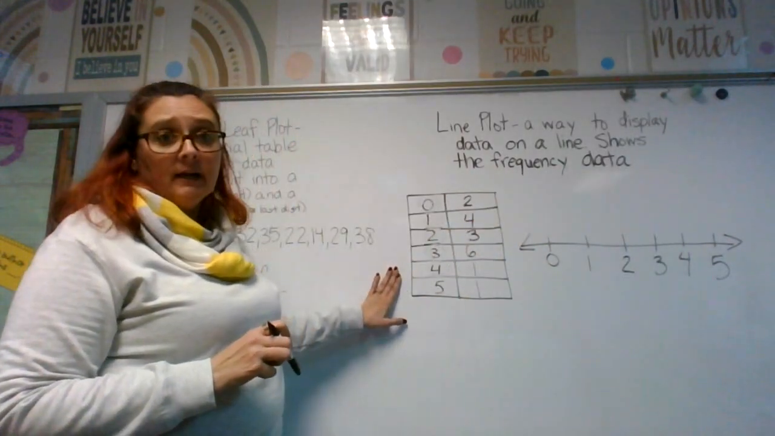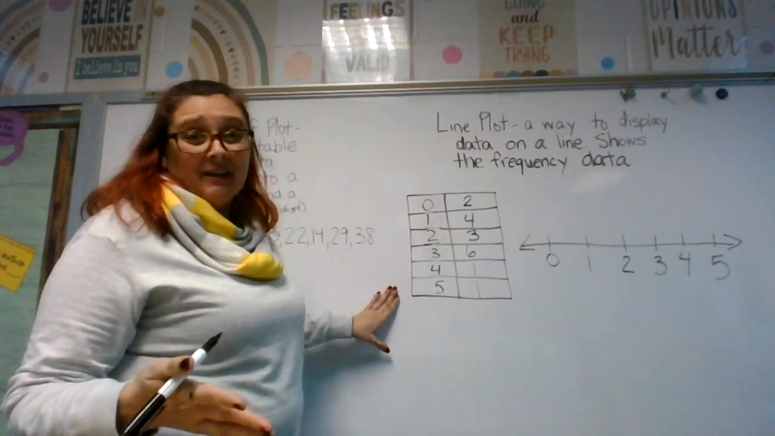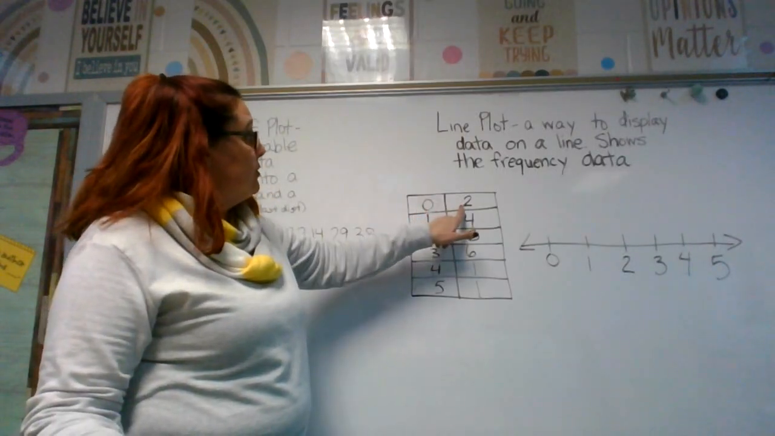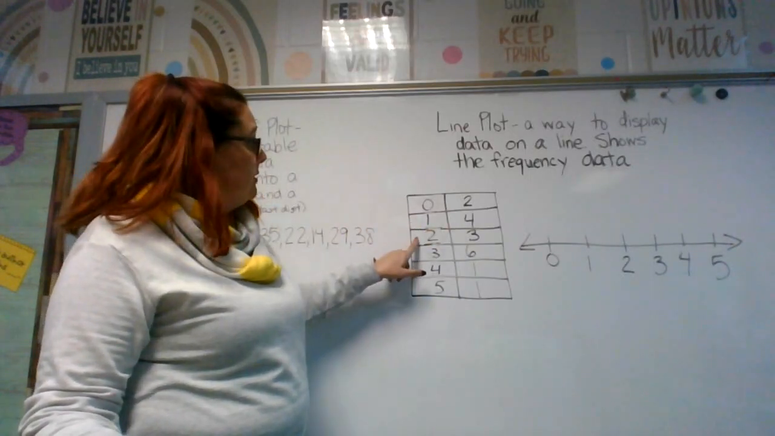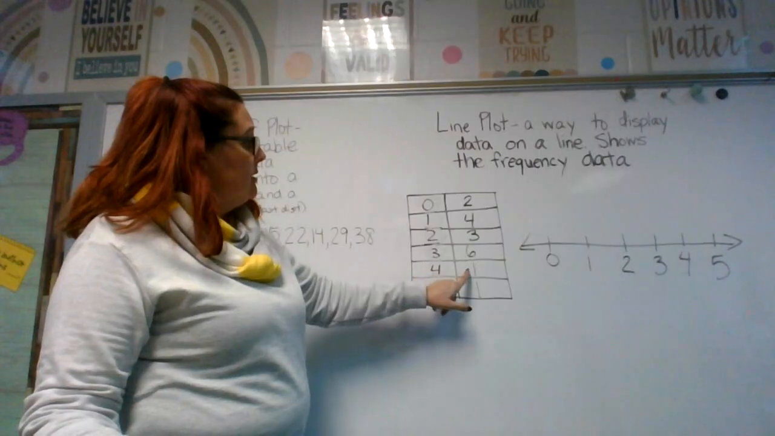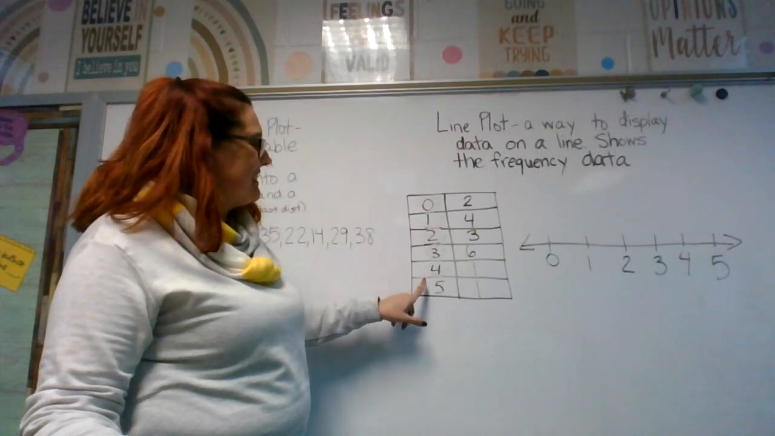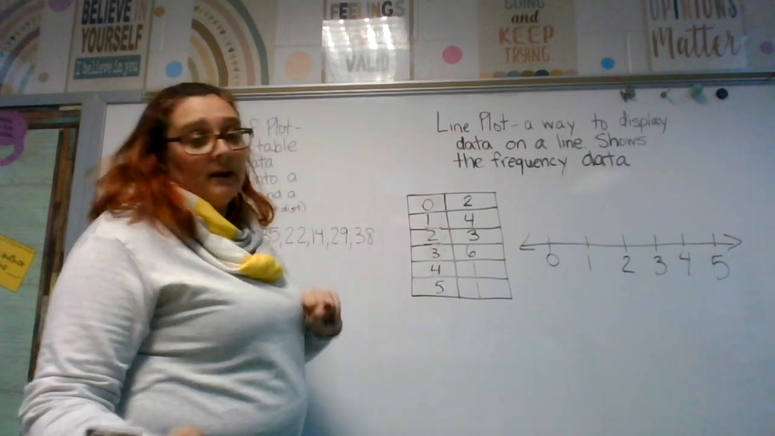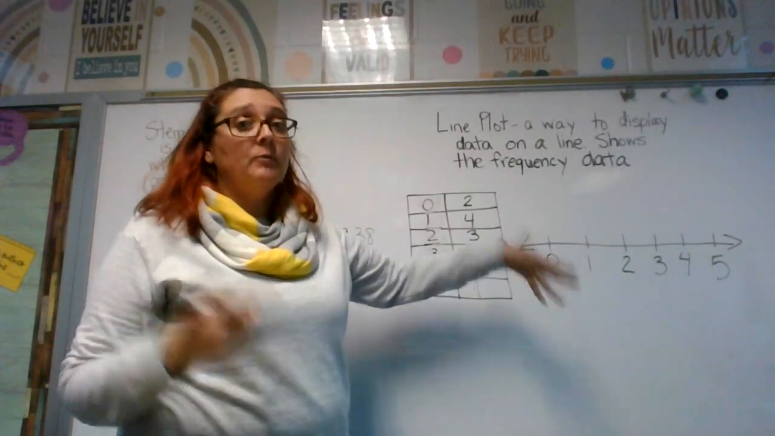So if we are looking at some data right now, and we had this right here, we're talking about the number of siblings. So we would have 2 students have no siblings, 4 students have 1 sibling, 3 students have 2, 6 have 3, 4 have 1, 1 has 4 siblings, and 1 has 5 siblings. To put it on our line plot, we would use X's.